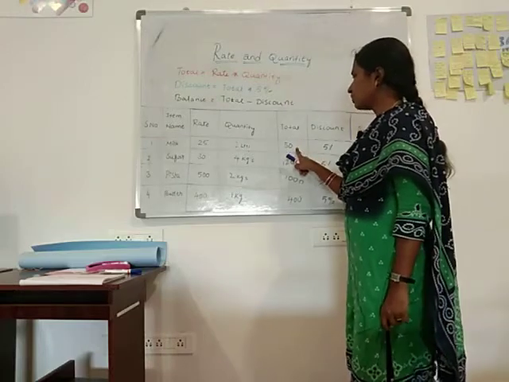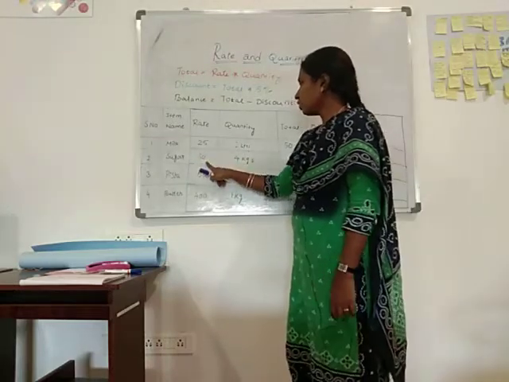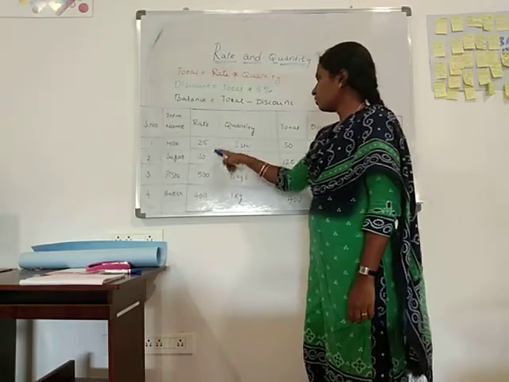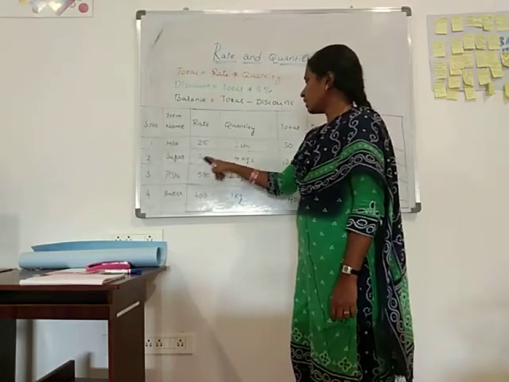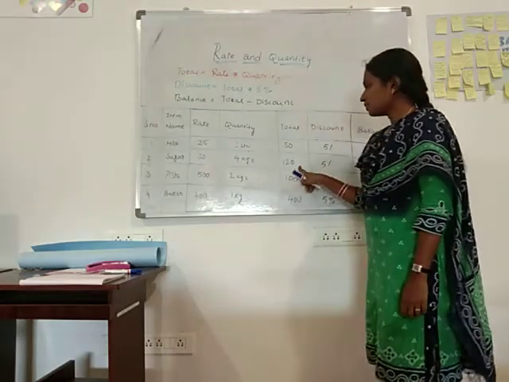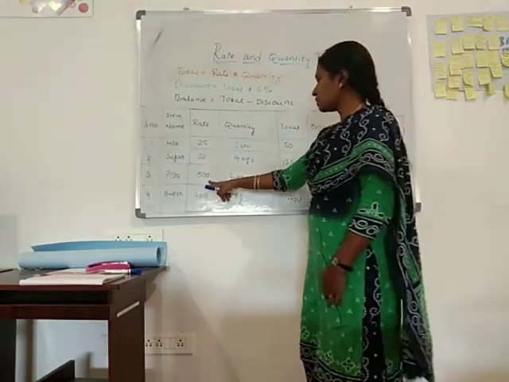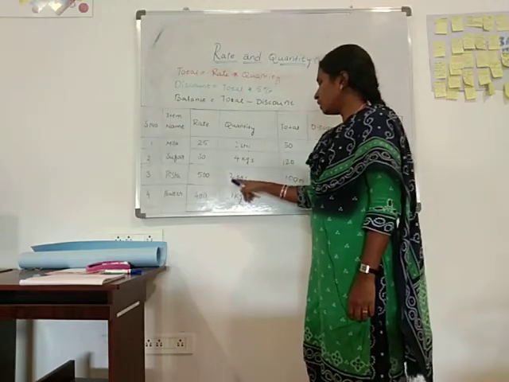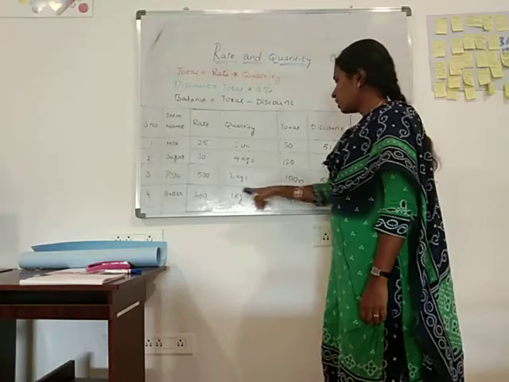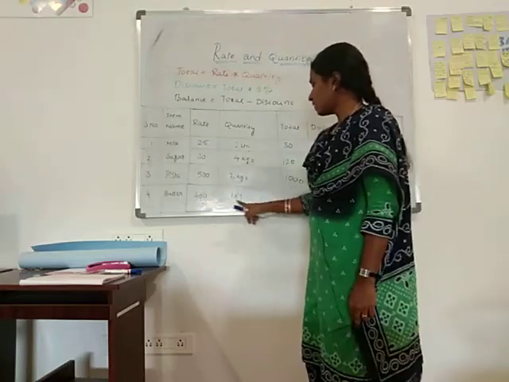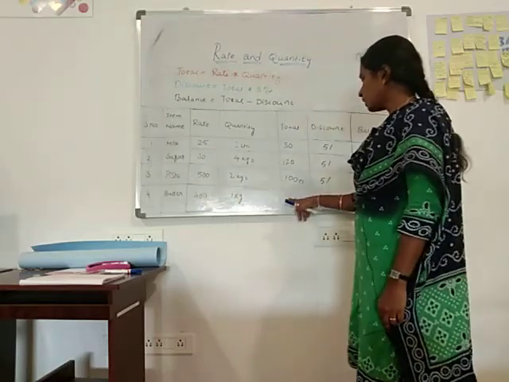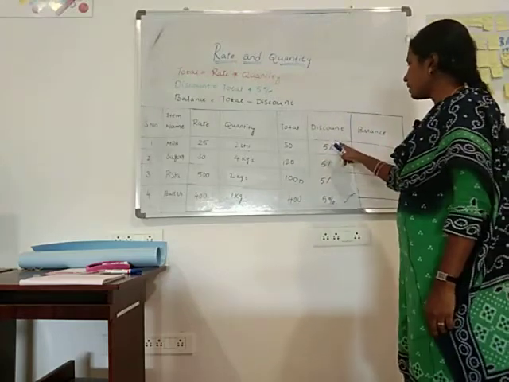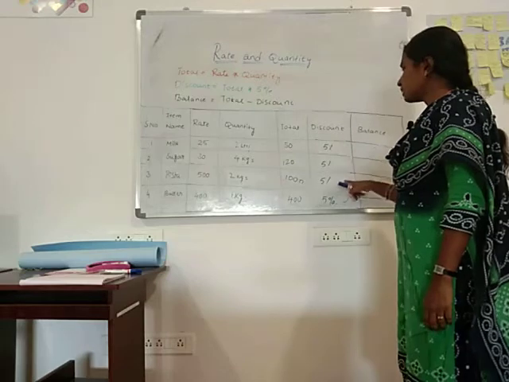the total as 50, and sugar is 30 rupees per kg. So we want 4 kgs of sugar. So 30 into 4 is 120 rupees, and pista is 500 rupees per kg. So we want 2 kgs of pista, 500 into 2 is 1000 rupees, and butter is 400 rupees per kg. So 400 into 1 kg is 400 rupees. For every product here we are assuming a 5% discount.